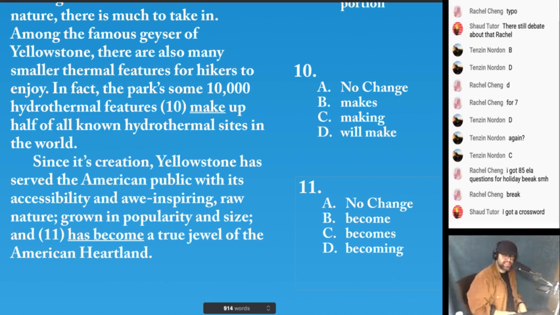This is verb tense in the SAT. If you can do this, that's like 10% of the grammar section. In the bag, it's like a gimme.